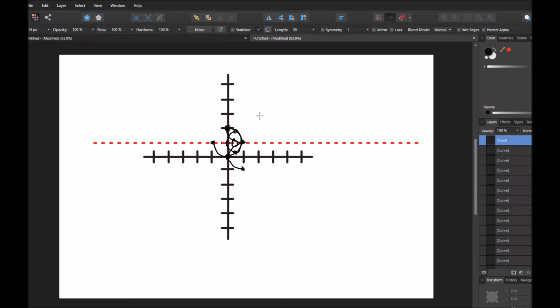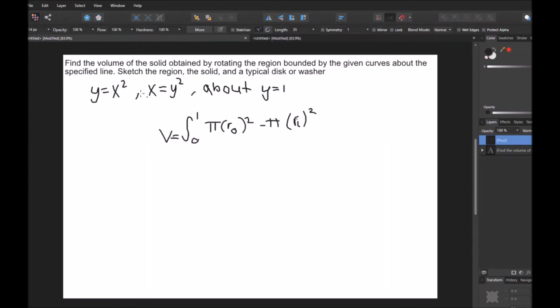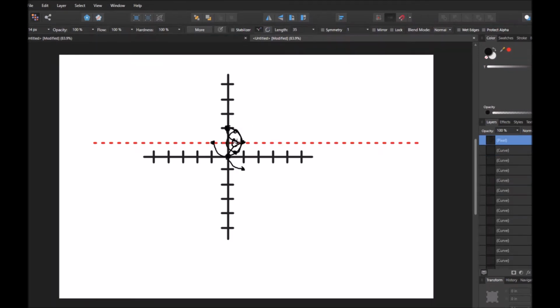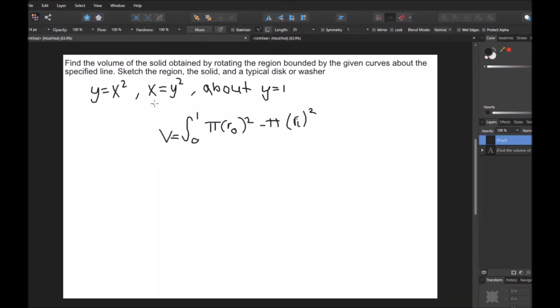Now the radius is going to be a little bit tricky because we have to take into account that we rotated it about y equals 1. So because of that, it's going to be 1 minus whatever these equations are, 1 minus x squared, if you will. So this inner radius right here was given by x equals y squared, if you remember. So we have x equals y squared, but we're going to be integrating it with respect to x.